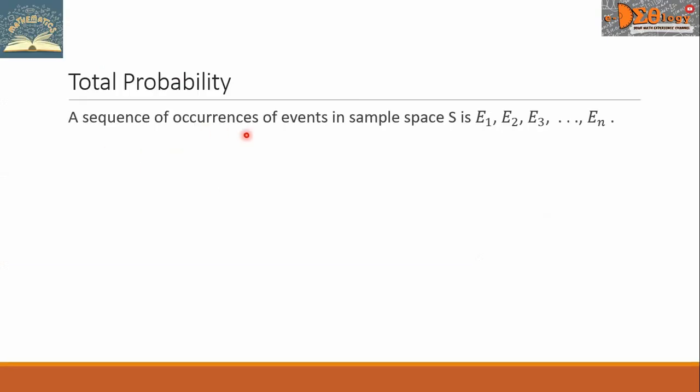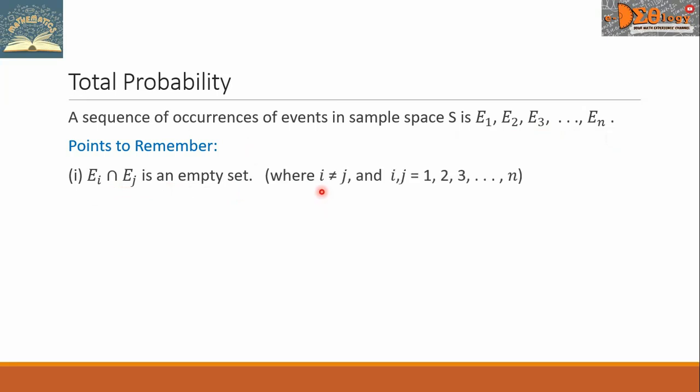Hi everyone! Today, we're going to study total probability. A sequence of occurrences of events in sample space S is E sub 1, E sub 2, E sub 3, up to E sub n. There are some points to remember here. Number 1, E sub i intersect E sub j is an empty set, where the subscripts i is not equal to the subscript j, and the subscripts i and j equal 1, 2, 3, up to n.